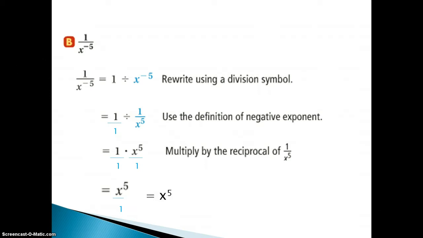Now notice what happened here. We started with 1 over x to the negative fifth power, and we ended up with x to the positive fifth power over 1. Notice it's just the reciprocal. Look again at the example. The x to the negative fifth power, that's in the denominator. To make it positive, I'm going to move it up into the numerator, or I'm going to move it upstairs, and then the exponent will be positive.